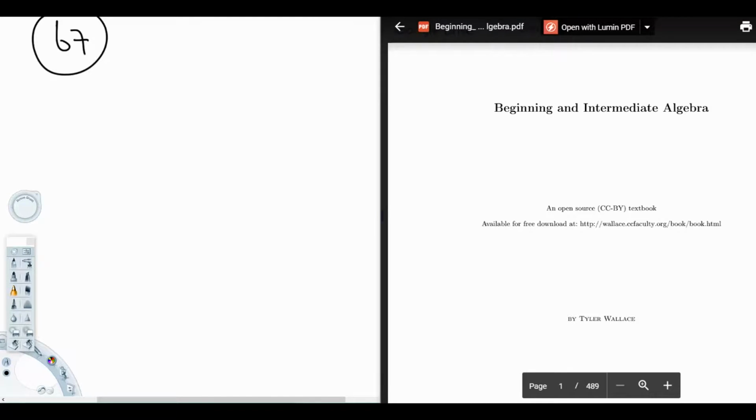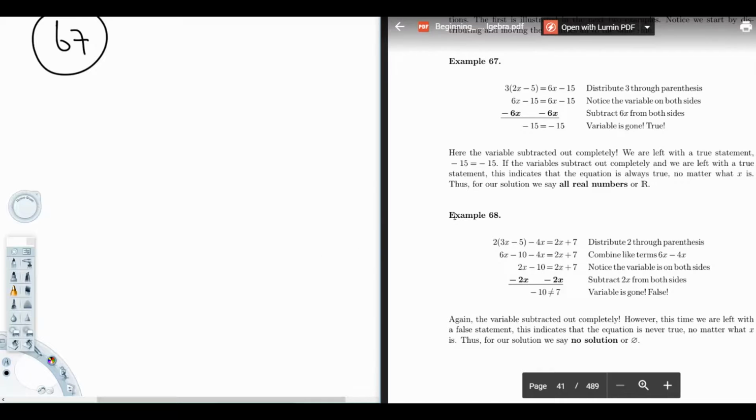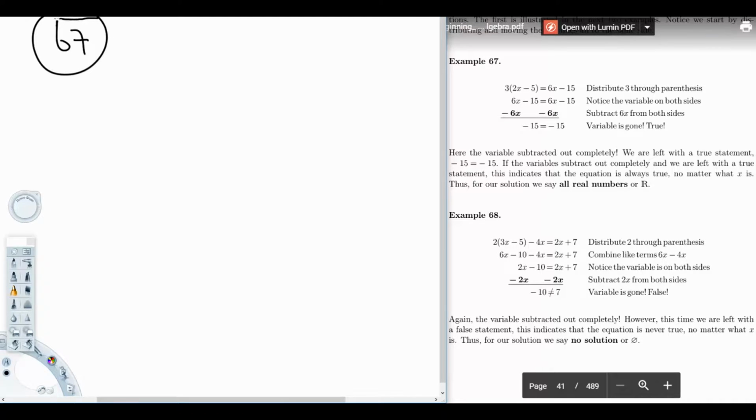Okay, so we are doing problems again. This is the book we're using. Let's go back here, number 67. Number 67. So let's see what they're saying, what they're talking about here.